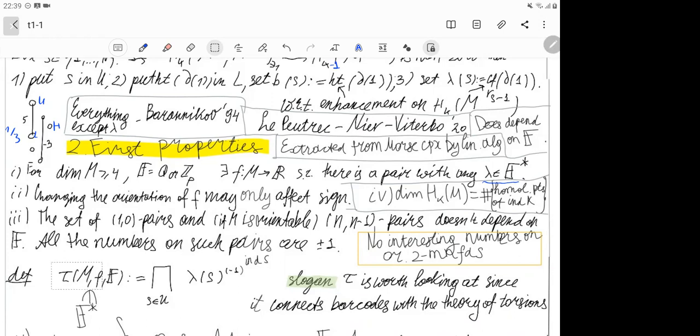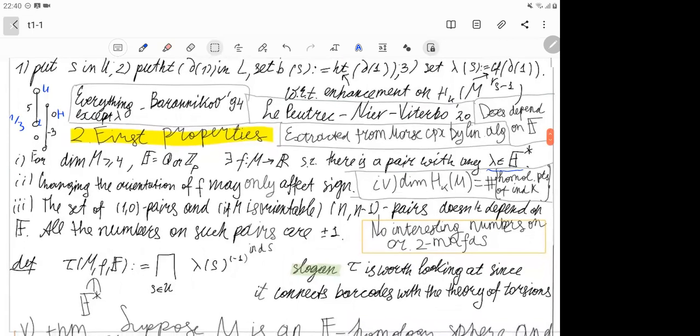So this is tau, and the slogan, which I'm going to be advocating to the end of the talk, is that tau is worth looking at since it connects barcodes with the theory of torsions. Barcodes is one theory, torsions is another one, and to the best of my knowledge, there is no connection written in the literature, but actually there is, and it is done via this tau.